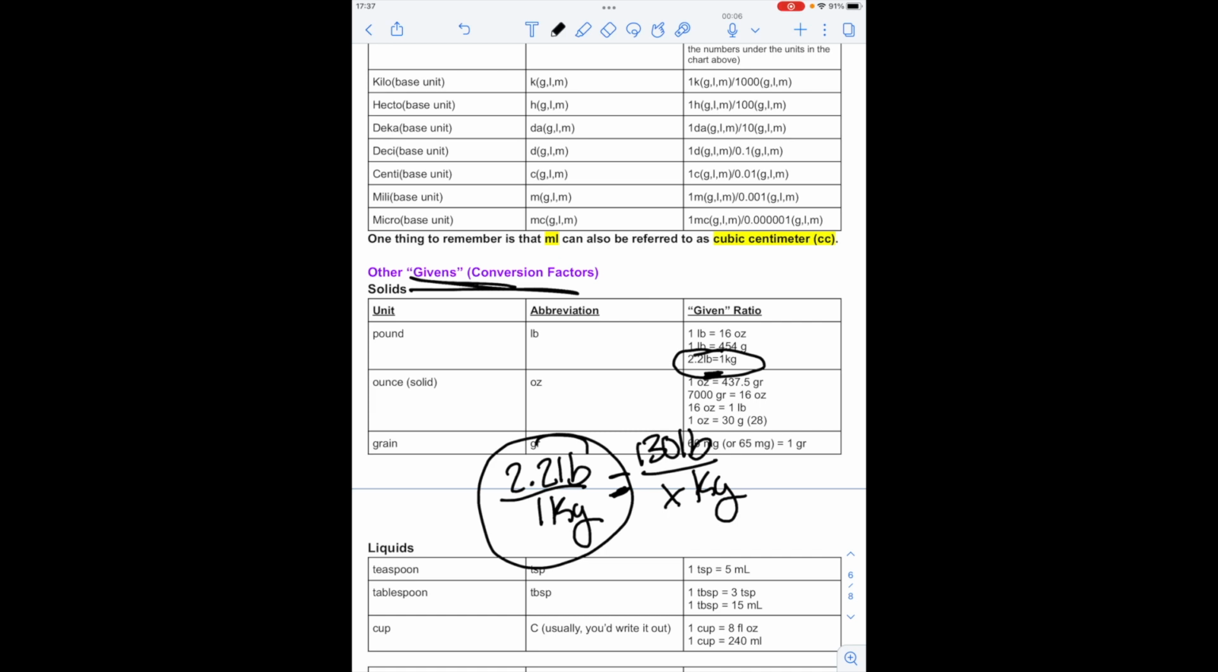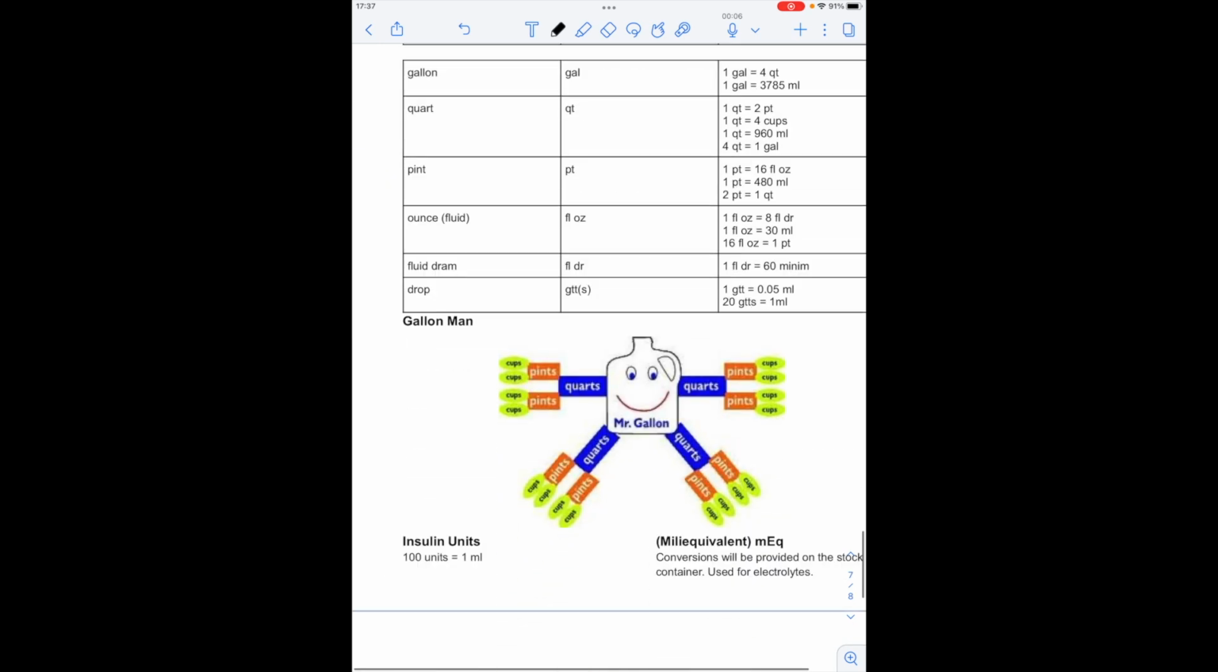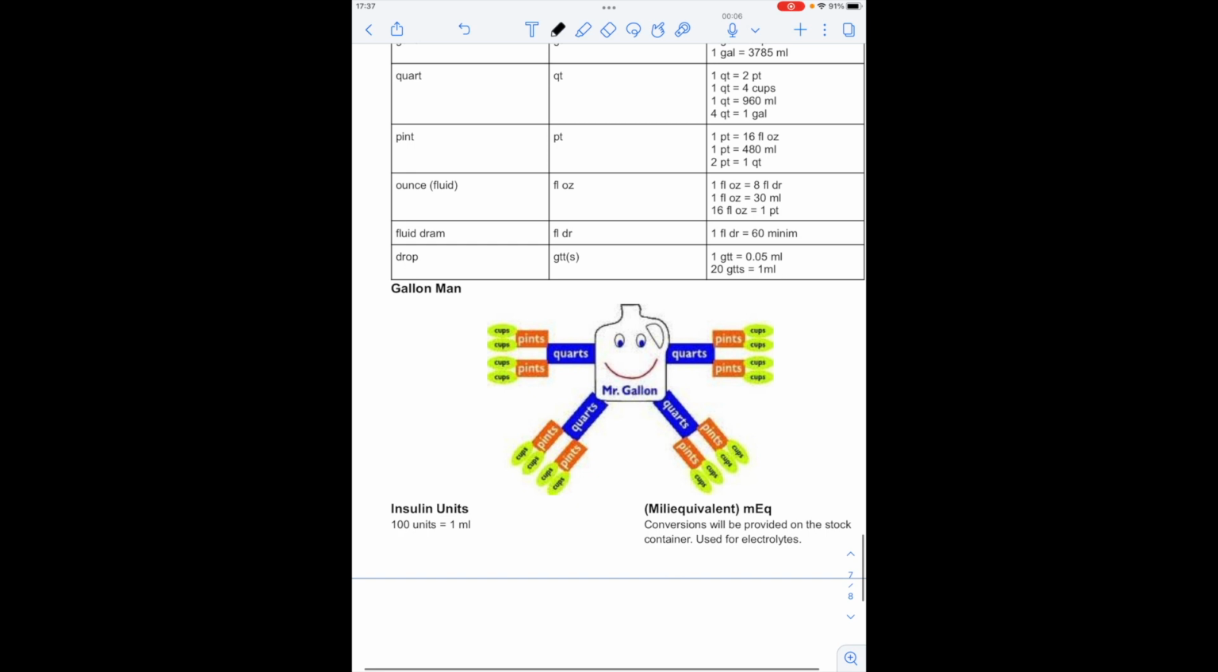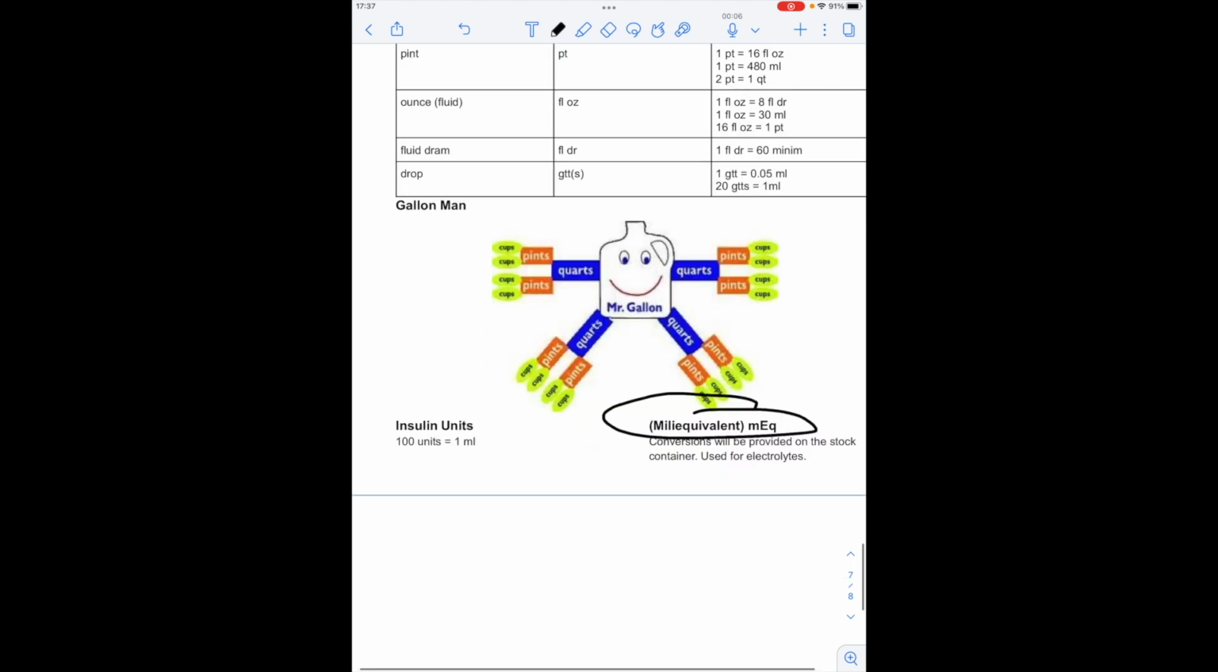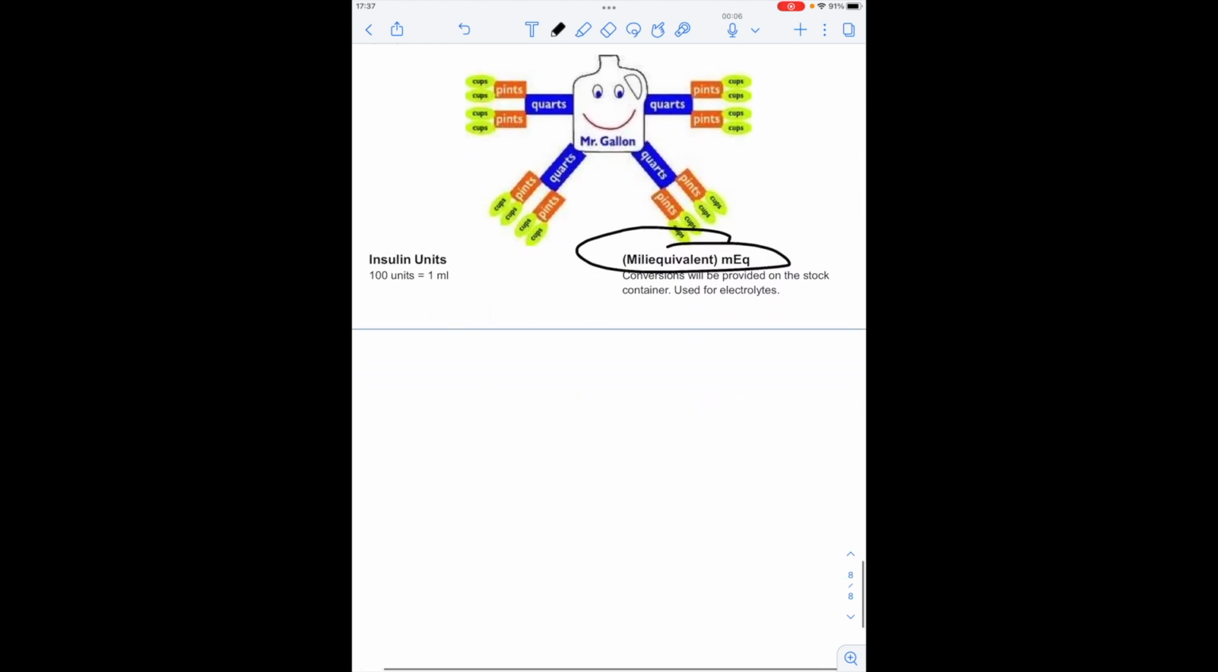Another one that you might have to look up, not in a chart but on a vial if you're working in a hospital, would be milliequivalents. So in the real world, sometimes you'll need to find the givens yourself, and milliequivalents is a great example of that. Milliequivalents are how we measure electrolytes, which are different elements that your body needs, things like potassium or sodium.